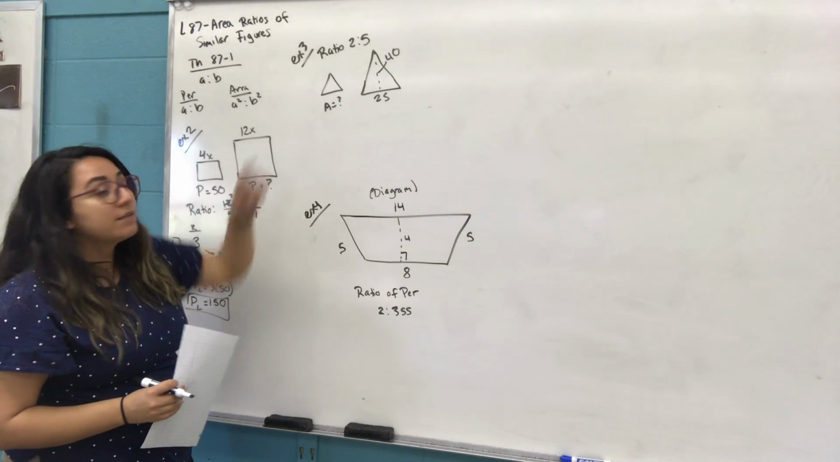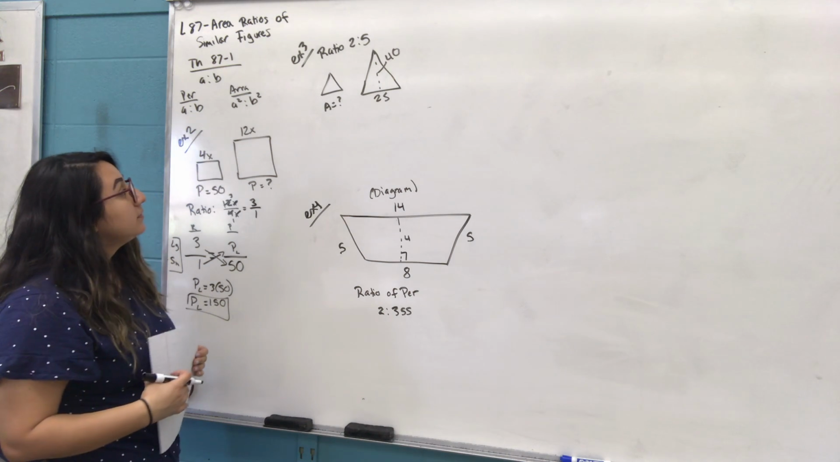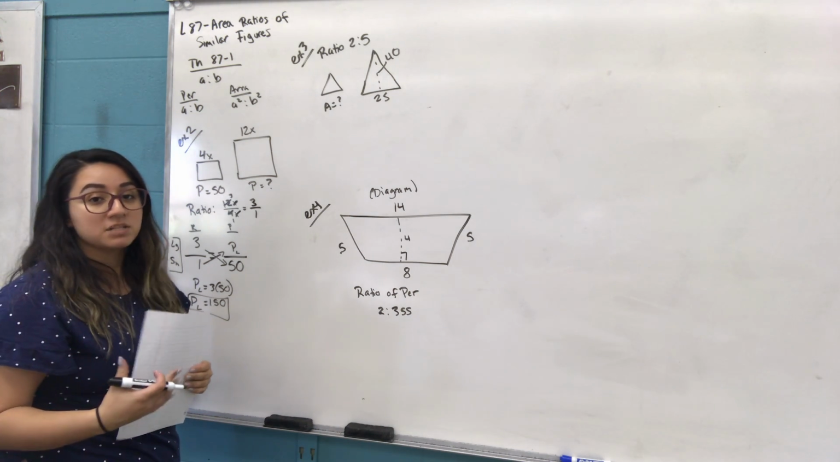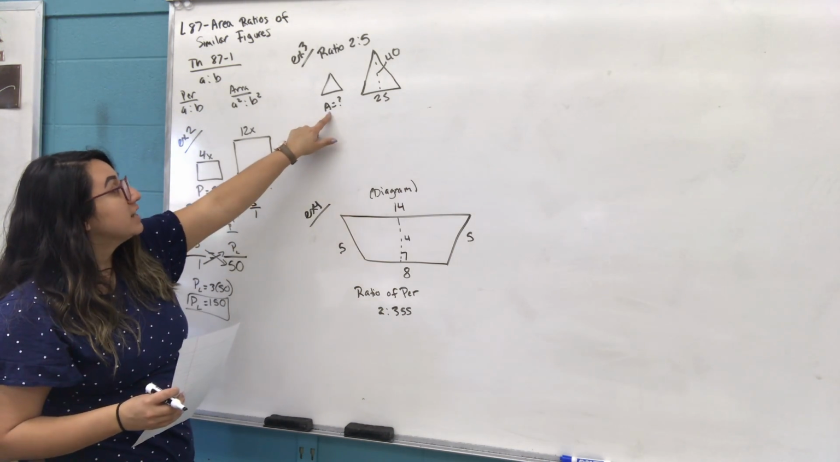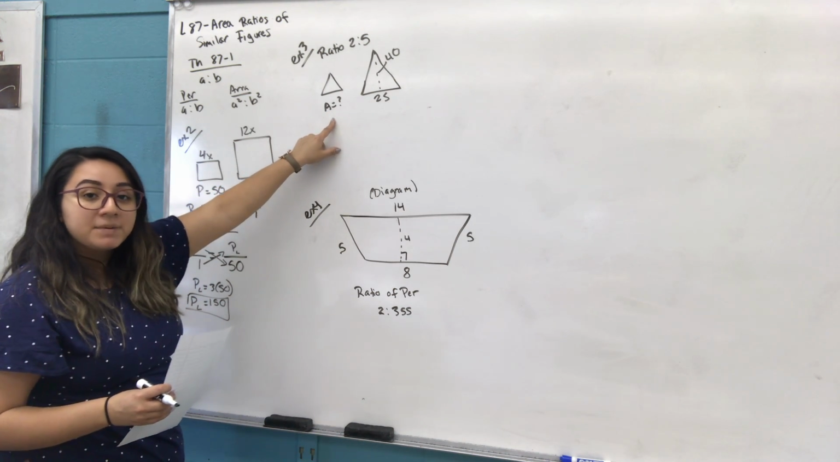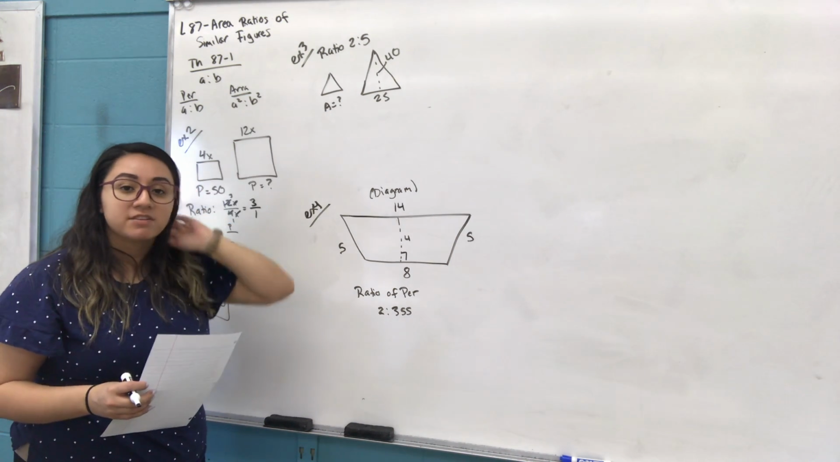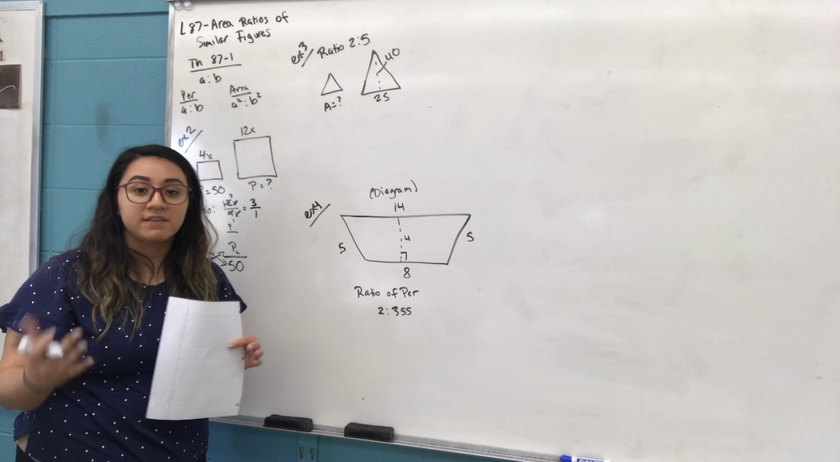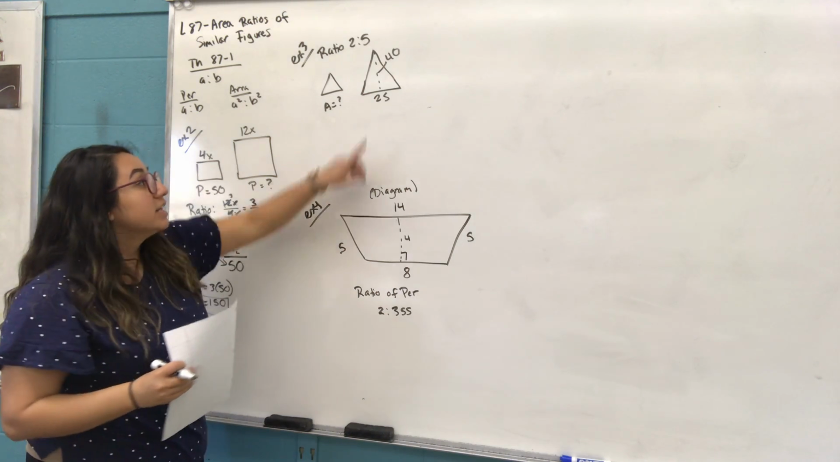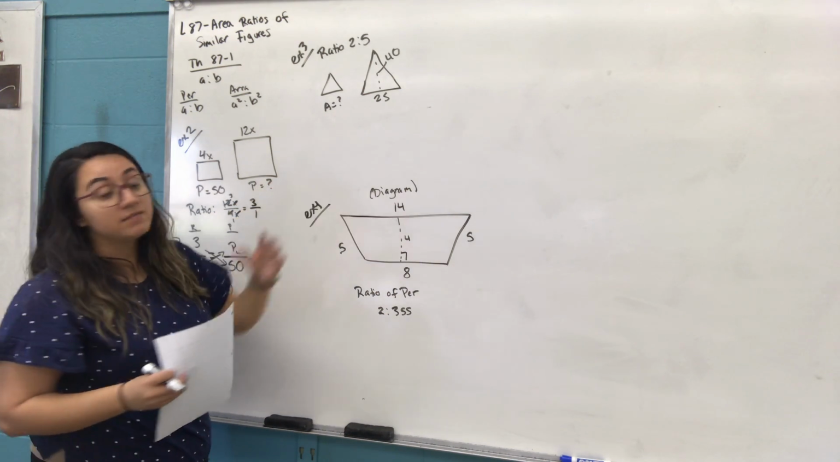Example 3, we have a ratio, 2 to 5. They want us to help find the area of the smaller one. But when we have to look for one of the areas, we have to make sure we have at least one of the areas. They don't give us the area of this one, but we can go ahead and find it.